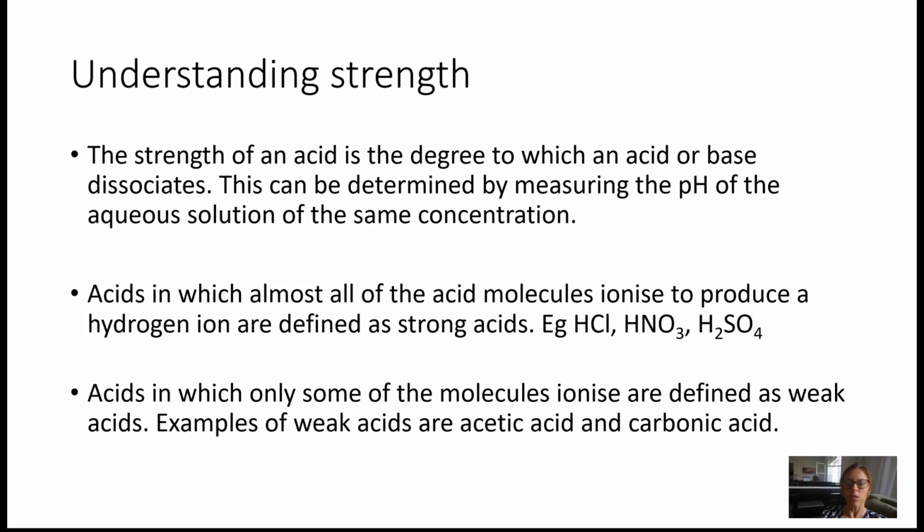Acids in which almost all the acid molecules will ionize or dissociate just to get that H+ ion are considered our strong acids. Those that dissociate more fully are HCl, HNO3 and H2SO4, so they're our strong acids. Acids that only dissociate a little or ionize a little are defined as weak acids. These are usually our acetic acids and our carbonic acids.